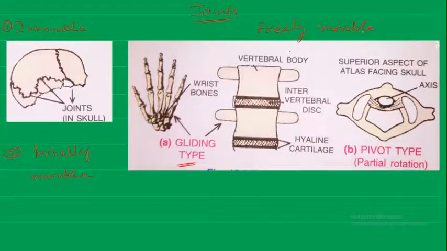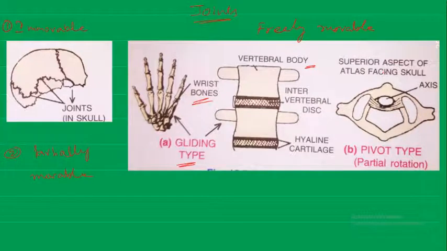Under freely movable there are the gliding joints. It occurs between the bones of the wrist and also between the bones of the ankle as well as between the vertebrae. So the wrist bone as well as the intervertebral discs, that is the vertebral column.